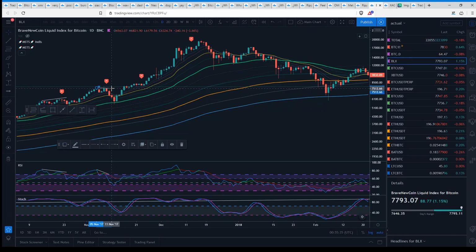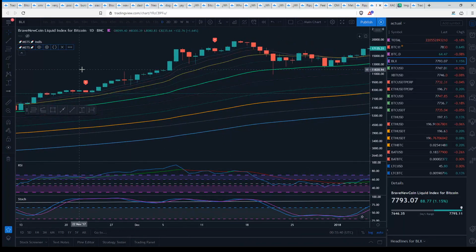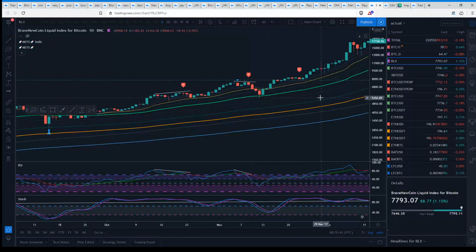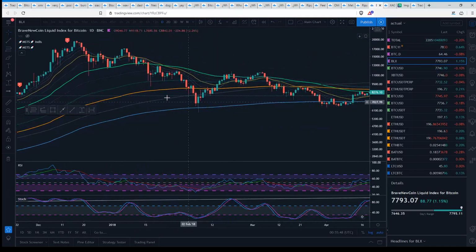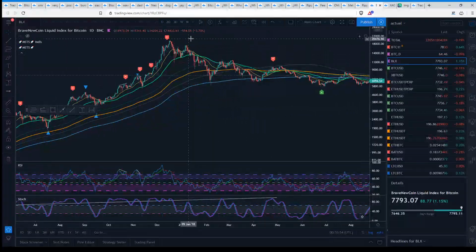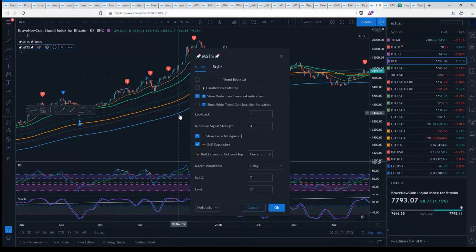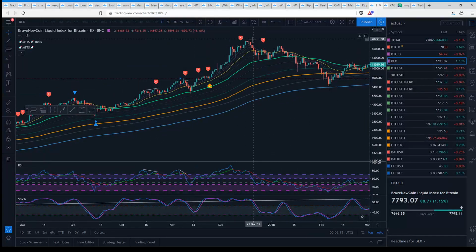Actually, let's do it like this. And right here, did we confirm anything? No, we didn't. So this is clearly a fake. And on the very top, let's lower this down a bit. Again, usually I use all the signals. I'm just taking them out for sake of clarity.